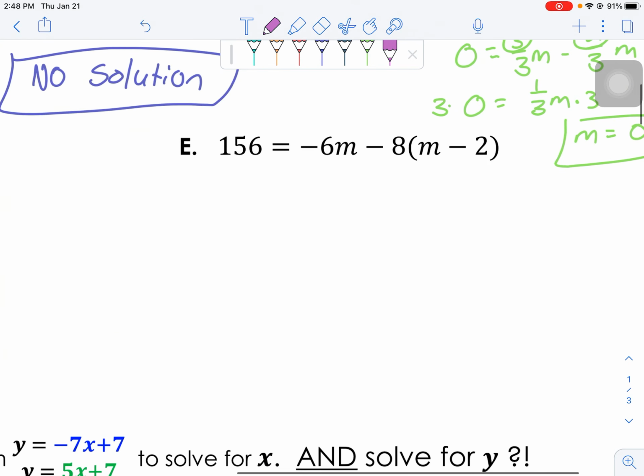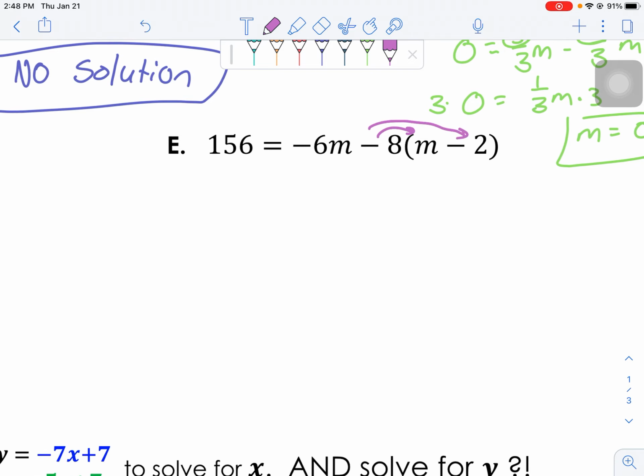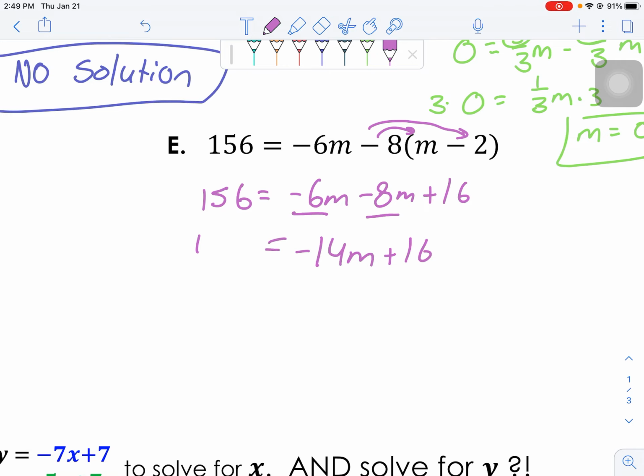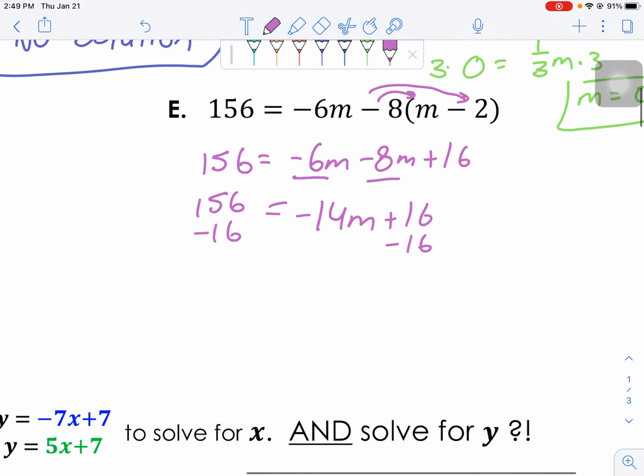And last but not least, letter E. So letter E, you first need to get rid of the negative and the 8 by distributing. So 156 is equal to negative 6m minus 8m plus 16. Negative 6 and negative 8, when you combine those, are going to make negative 14m plus 16 is equal to 156. Subtract that 16 from both sides.